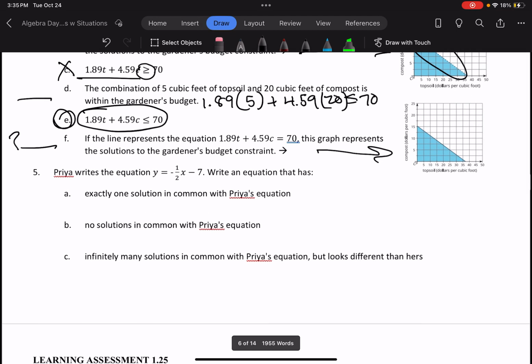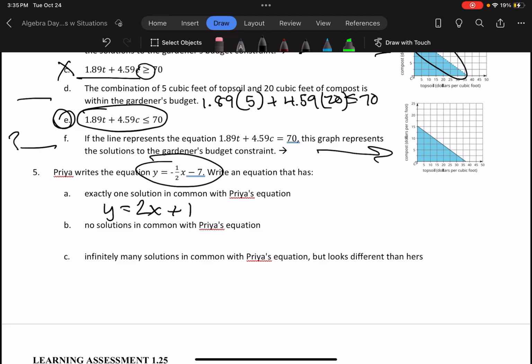The last one, number 5, Priya writes this equation. Write an equation that has exactly one solution with Priya's equation. So as long as there's a different slope, then we can have a different solution. So if we said y equals 2x plus 1, that's going to have one solution. No solutions in common would be a parallel line, which means we have the same slope, negative 1/2 x, but a different y-intercept, say plus 1, minus 6, whatever you want it to be. Infinitely many solutions would be the exact same equation, so y equals negative 1/2 x minus 7.